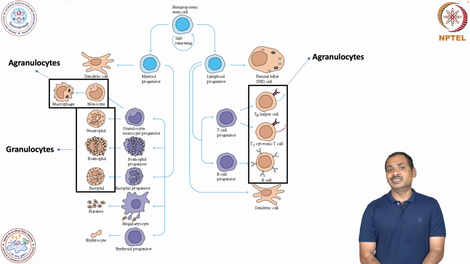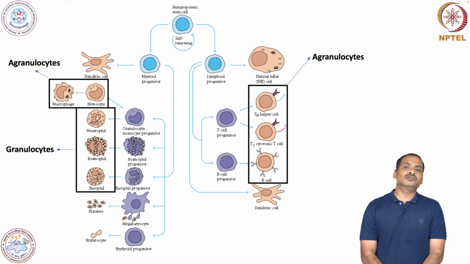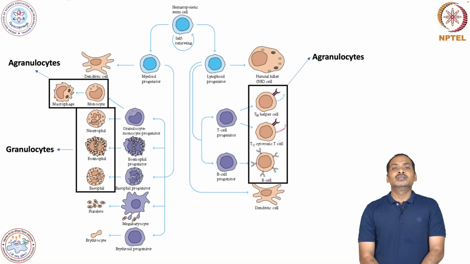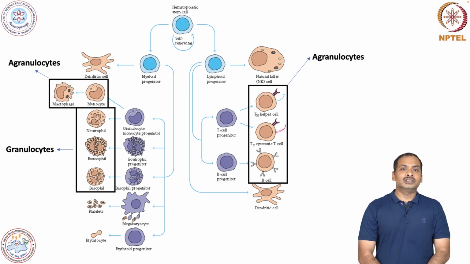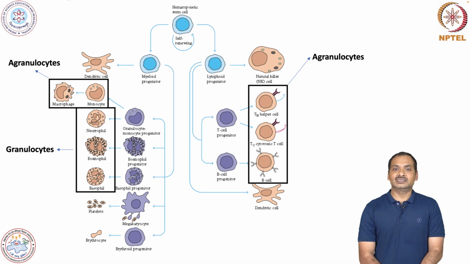And there is one more cell which is present in this slide, if you see carefully, which we call dendritic cells, okay. So dendritic cells originate from both myeloid as well as lymphoid lineage, and they play a very important role in defense, and these cells we also call antigen presenting cells. So we will discuss them when we take up the dendritic cells, okay.